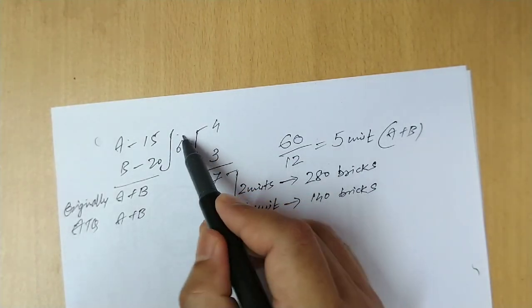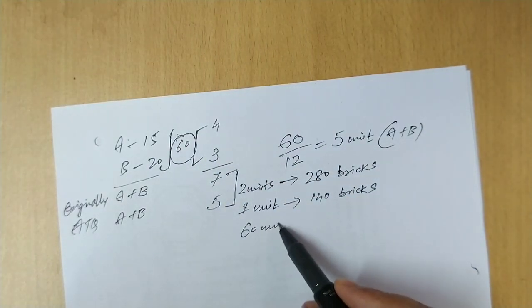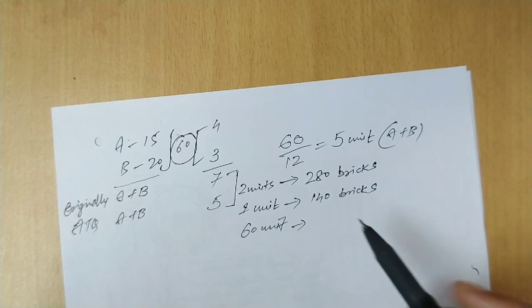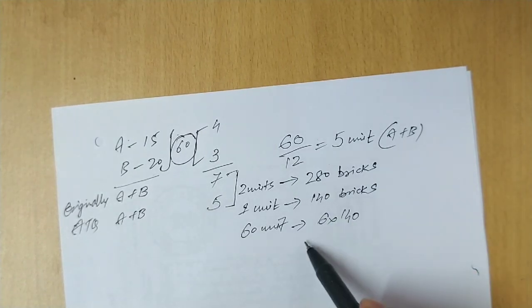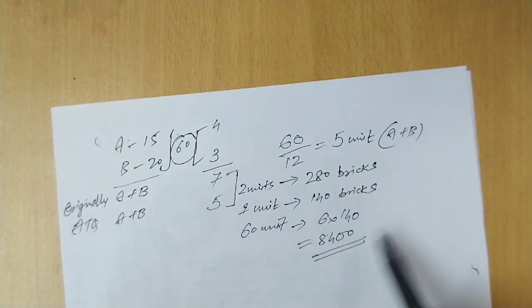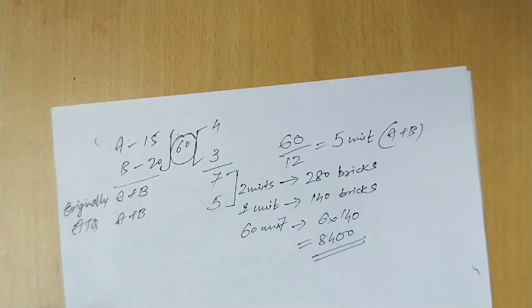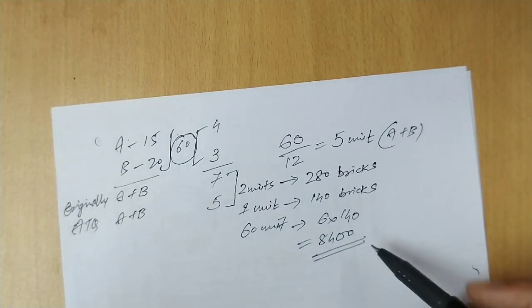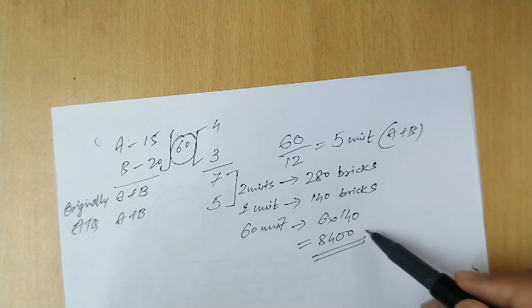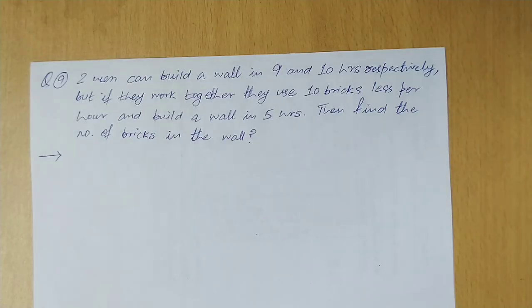Our total work is 60 units. So 60 units will represent 60 into 140, which is 8400 bricks. So our total work is 8400 bricks. So in this question, we had to find the number of bricks in the wall. The number of bricks in the wall is 8400. Moving on to the next question.